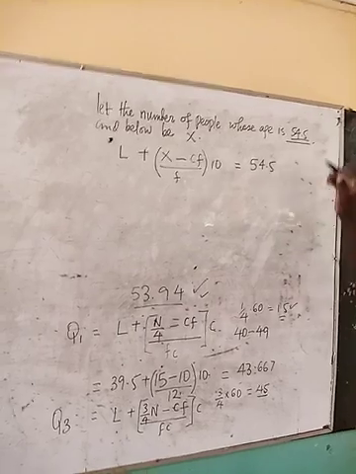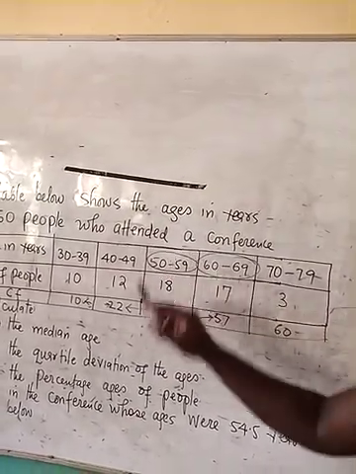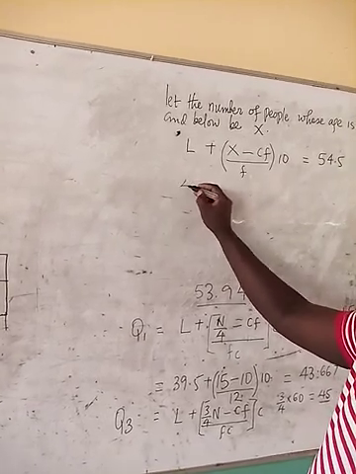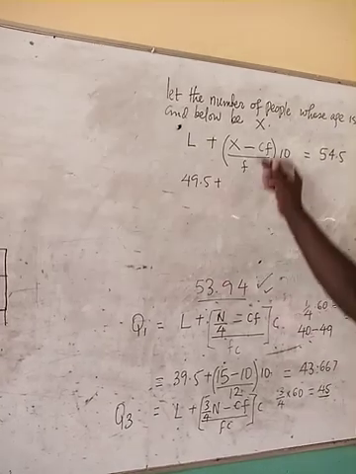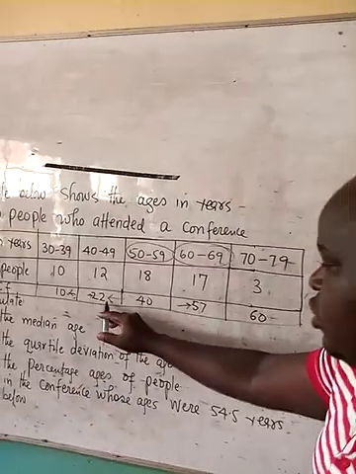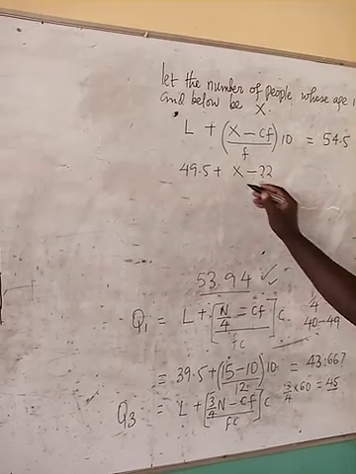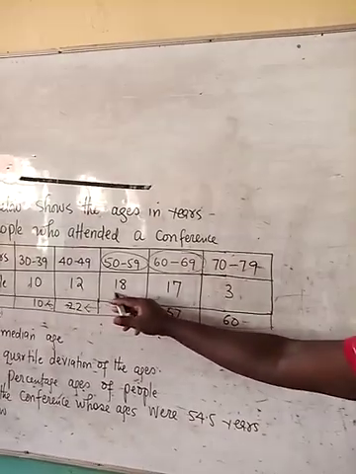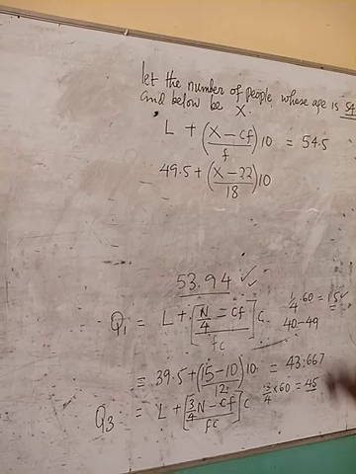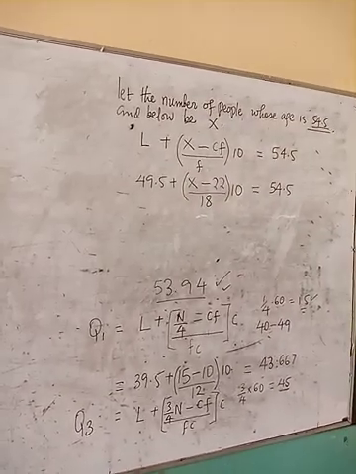So a lot of information is here. 54.5, if you look at the ages, 54.5 is falling in the class 50 to 59. Meaning that the lower class boundary of that class is 49.5. We don't know the number of people, so it remains X. Cumulative frequency before that class is 22. Over frequency of that class is 18 times the class interval of that class, the class 50 to 59, which is 10, should be able to give us 54.5. Just using the same formula but working backwards.